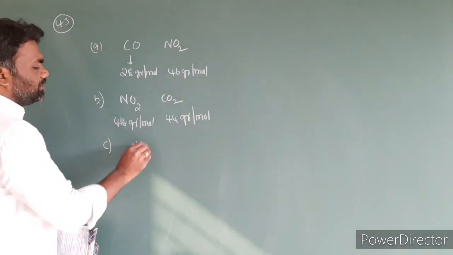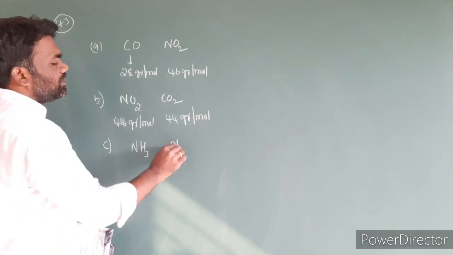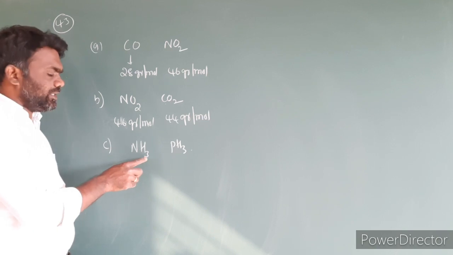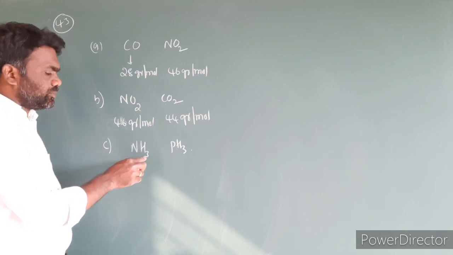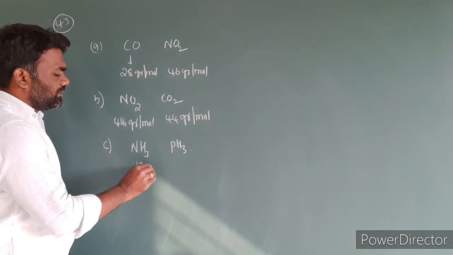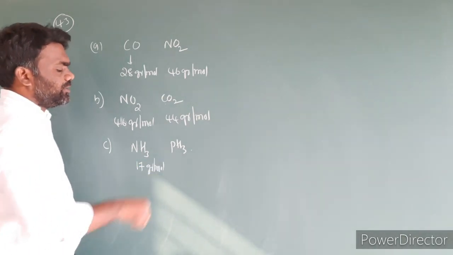So look at the third option. NH3 and the second one is PH3. Nitrogen is 14. Each hydrogen is 1, that means total is 3. So 14 plus 3, that is equal to 17. This is 17 gram per mole.